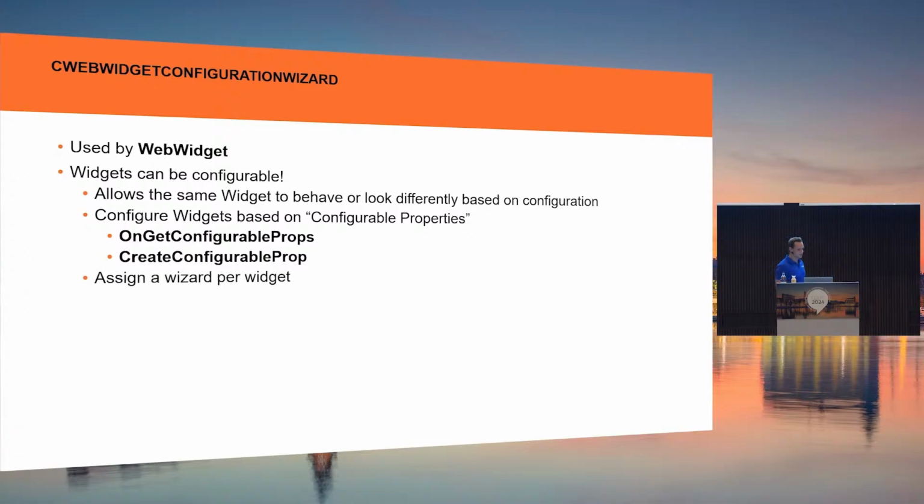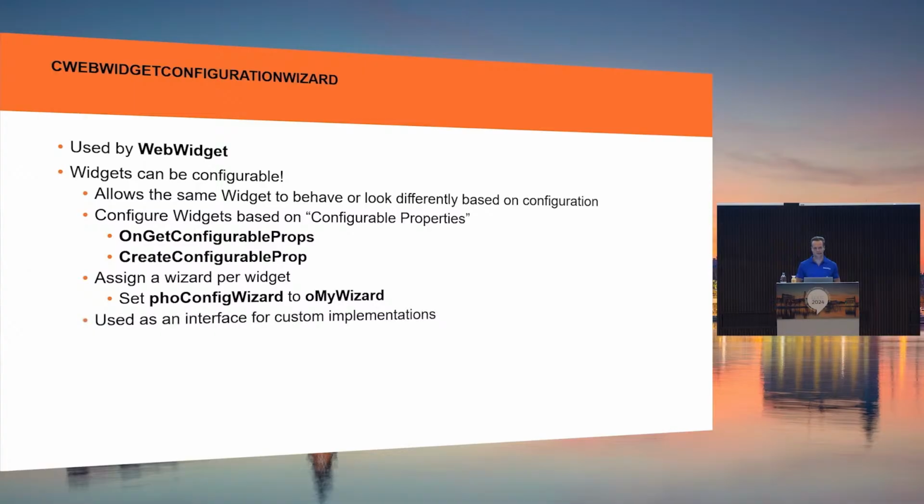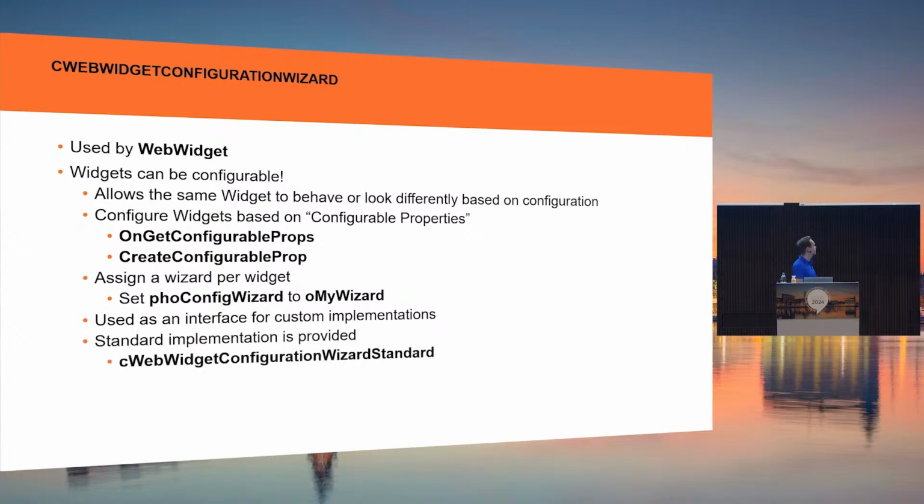Your web widget will need a configuration wizard. So you do that by setting phoconfig-wizard to ohmywizard. And this ohmywizard will be an implementation of this configuration wizard class. So this class is basically used as an interface. It's a fancy dialog with some framework code in there to make the configuration wizard do its thing. And we expect you to make either a subclass of this or an object based on this class. If you don't want to do that, we do provide a standard implementation which does some property mapping for you. And that'll work just fine as well. Your custom wizard will probably look nicer though.